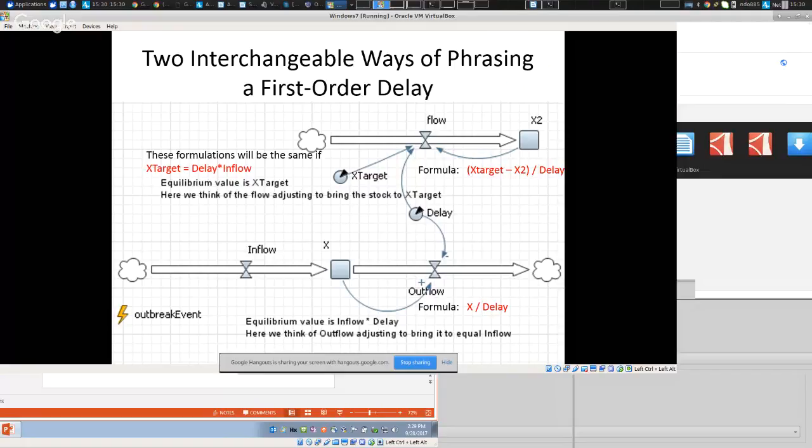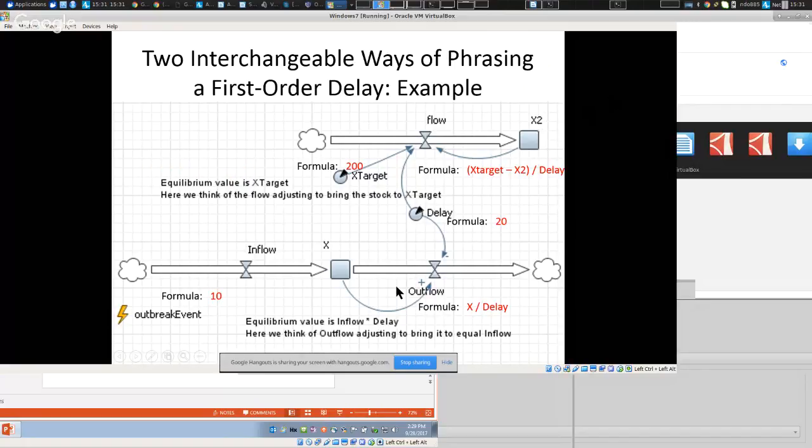In order for this to be the same, X target is just inflow times delay. That's what makes these equal. If you define X target to be the same as fixed inflow times the delay, then that will lead to a completely equivalent mathematical situation. We can frame it in either way, as goal seeking in the stock or as goal seeking in the outflow, and they lead to basically the same result.